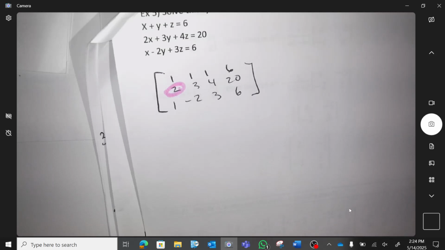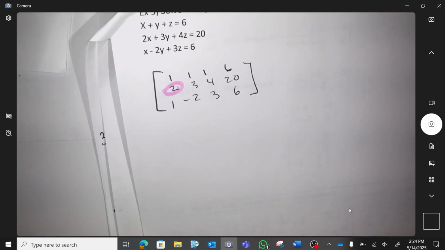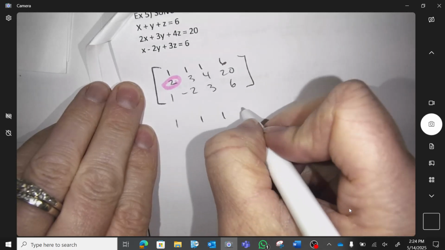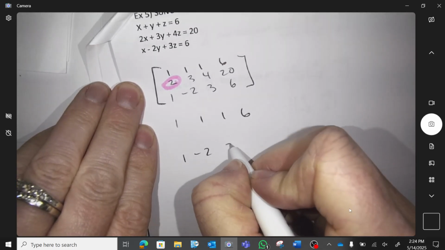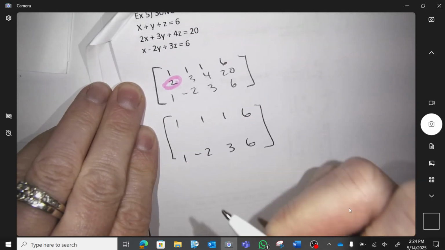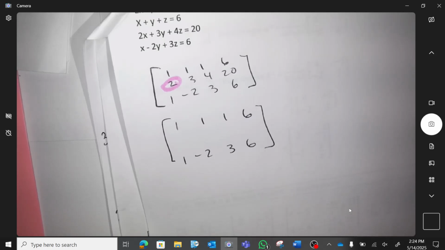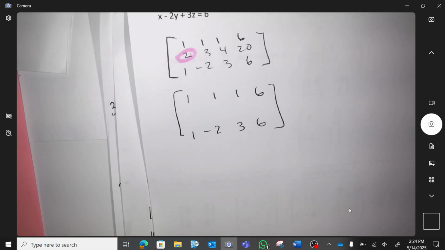Okay, I need you to make this 0. So you're making an attack in the second row. So what are you going to do? You're just going to copy the top and the bottom, the first row and the second row. There we go. We got to attack the second row.